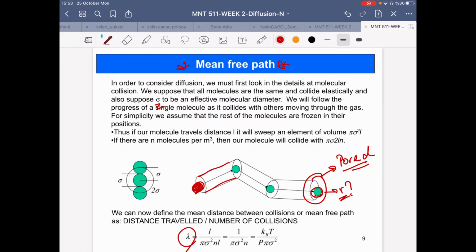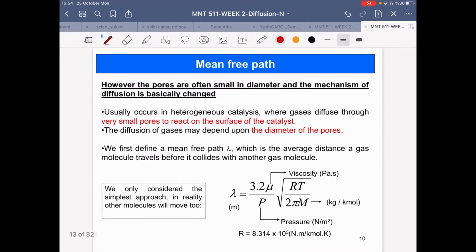You have to always think about what you're trying to put into this porous system. Will it fit or not? How many collisions is it going to make? There is a huge amount of research going on in modeling these kinds of phenomena. However, why is this important? Because of this sentence here: however, the pores are often too small in diameter, and the mechanism of diffusion is basically changed.